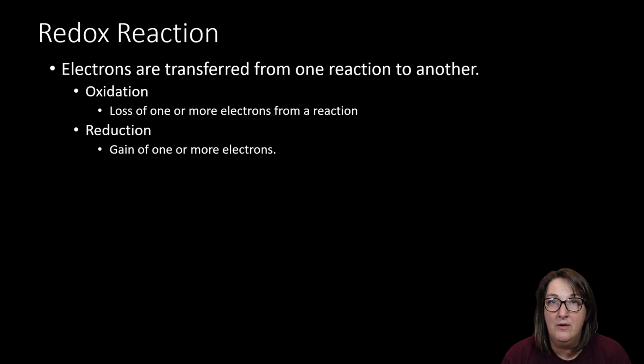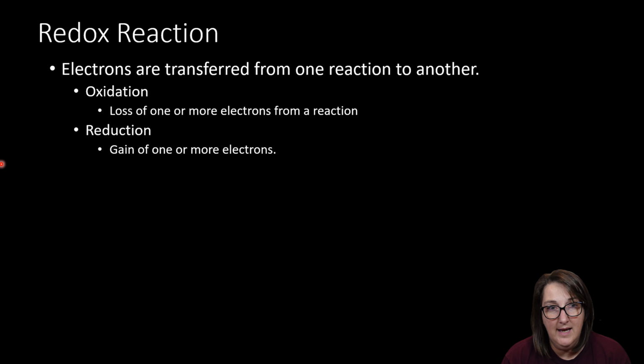So we have what's called a redox reaction. These are when electrons are transferred from one reaction to another. And we have two that we have to talk about. One is oxidation. This is a loss of one or more electrons. Electrons are leaving, okay? I have a reduction. This is a gain of one or more electrons.